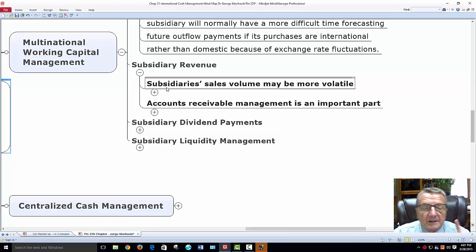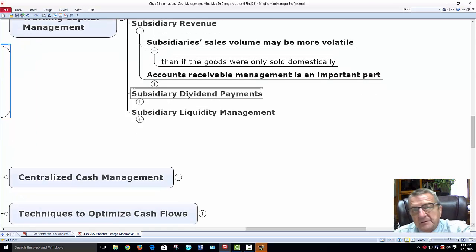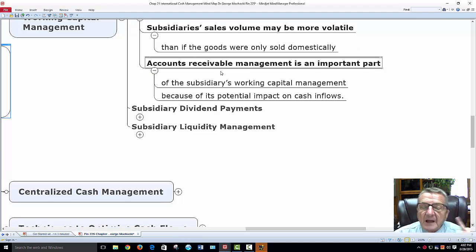Okay, so the subsidiary sales value may be more volatile than if the goods were sold domestically, because it depends on the exchange rate, the strength of the dollar or the currency, or where the subsidiary is getting its imports from, or where it's selling to. Now, accounts receivable management is an important part of a subsidiary's working capital management, because it's a potential input on cash inflows.